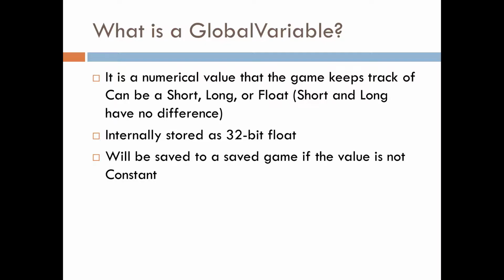Unfortunately, it looks like the game stores every single global as a 32-bit float, so keep that in mind whenever you have 32-bit integers. It might store it weirdly. The game keeps track of it no matter what, but if you set your value to constant, it will not be part of the saved game whenever you save. If you don't have it as a constant, your saved game will keep track of the global variable too, which is a cool thing to do.